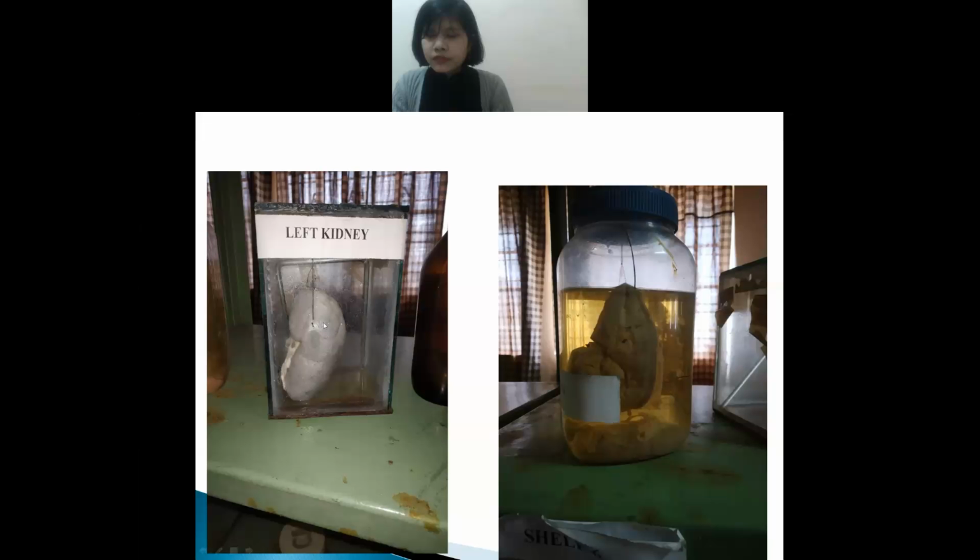From this specimen box only, you can see it, right? It's like a bean, isn't it? Yes, so it's bean shaped. You have two kidneys, the right and the left kidney. The right kidney is a bit lower compared to the left. So this is the kidney.